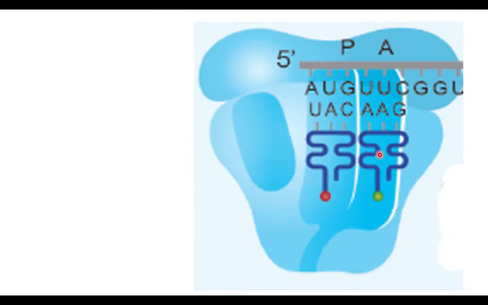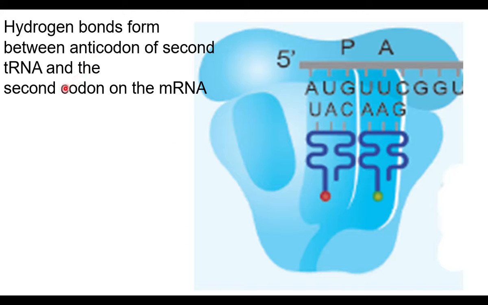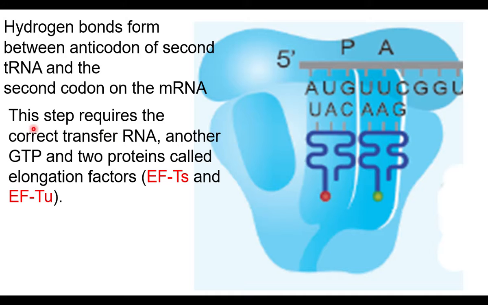This hydrogen bond is formed between anticodon of second tRNA and the second codon of mRNA. This is anticodon of second tRNA and this is second codon of mRNA. This hydrogen bond formation needs energy. This step requires the correct tRNA. Already the correct tRNA is transferred, and one GTP is used to bring the second tRNA. Another GTP is necessary to make hydrogen bond.